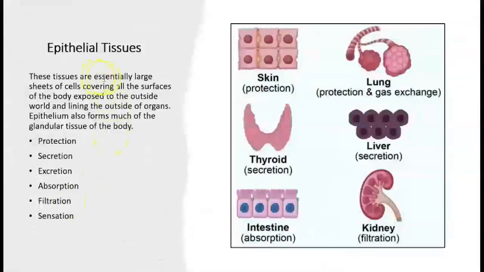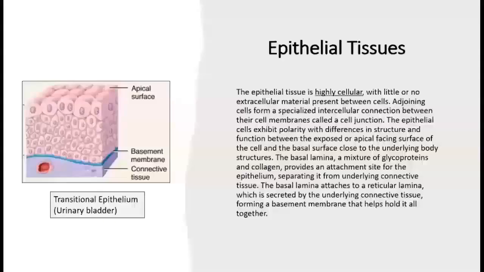Epithelial tissue has multiple different functions: protection, secretion, excretion, absorption, filtration, and sensation. How do you get these tissues? The tissues are formed based on cells.